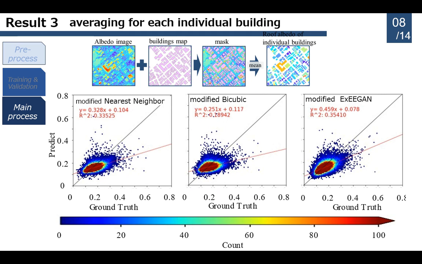And this is the rooftop albedo between ground truth and predicted one in vertical lines. The color indicates the frequency of the data. Again, our model XE1 outperformed nearest neighbor and bicubic with higher linearity and determination coefficient. However, there is some dispersion even in XE1, so we try to reduce this error by composite averaging.